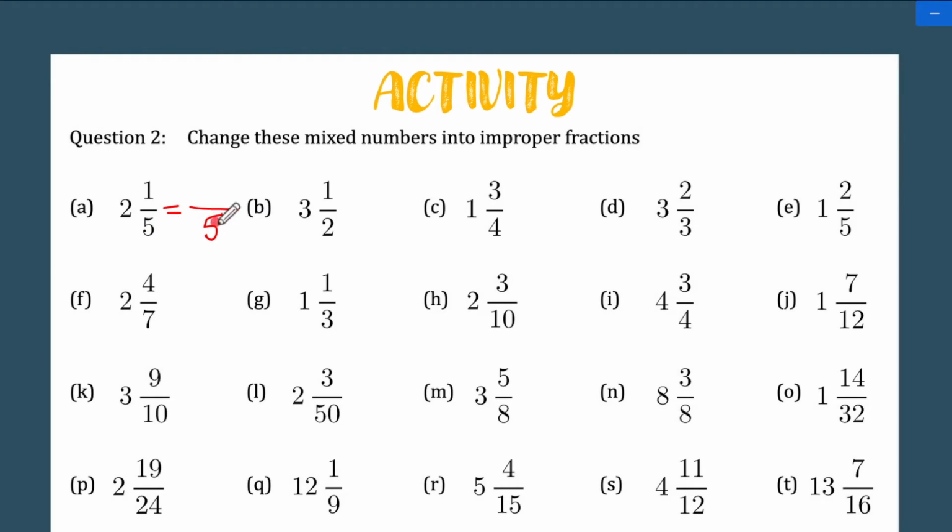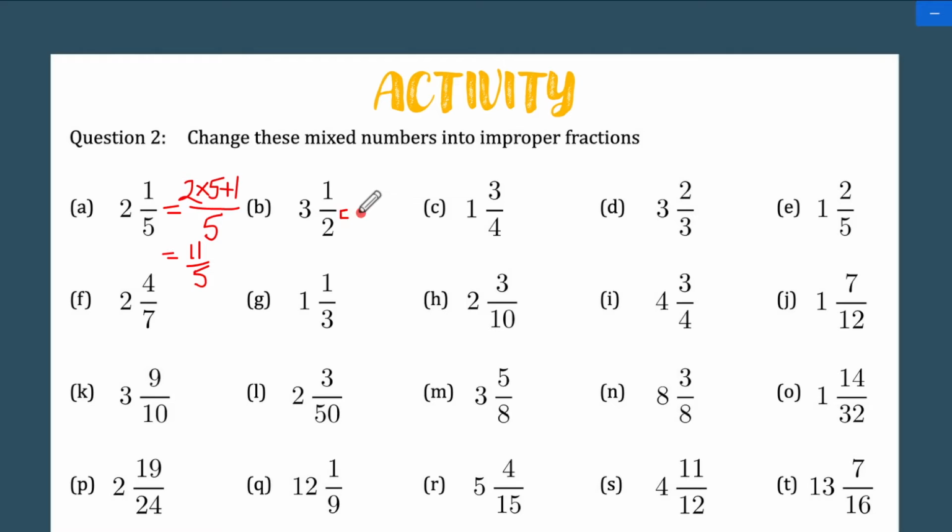So our 5 stays the same, and 2 times 5 plus 1. Yeah, that's how we do it. 2 times 5 is 10, 10 plus 1 is 11. 11 over 5. 11 over 5 is the answer to this, okay?